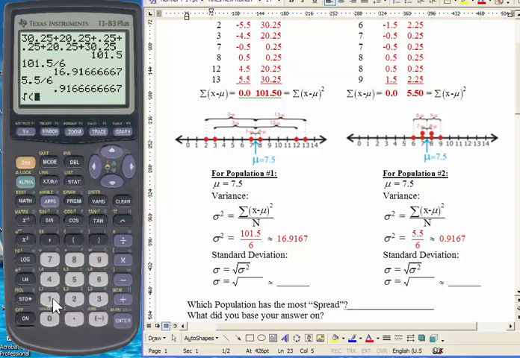So on my calculator, I press the yellow second key, then the x squared key gets me the square root symbol, and I can put in my 16.9167, right parenthesis, and I see my standard deviation is 4.11 for population 1. Let's do this for population 2. Its variance was 0.9167, right parenthesis, and its standard deviation is only 0.96. So let's go ahead and put that in here.